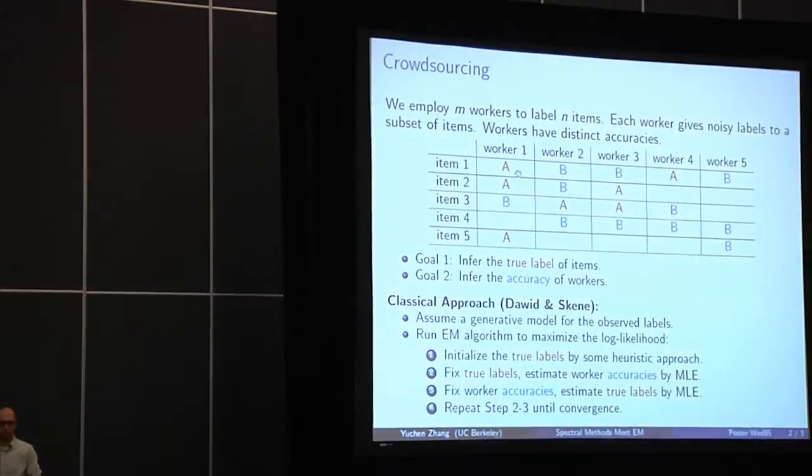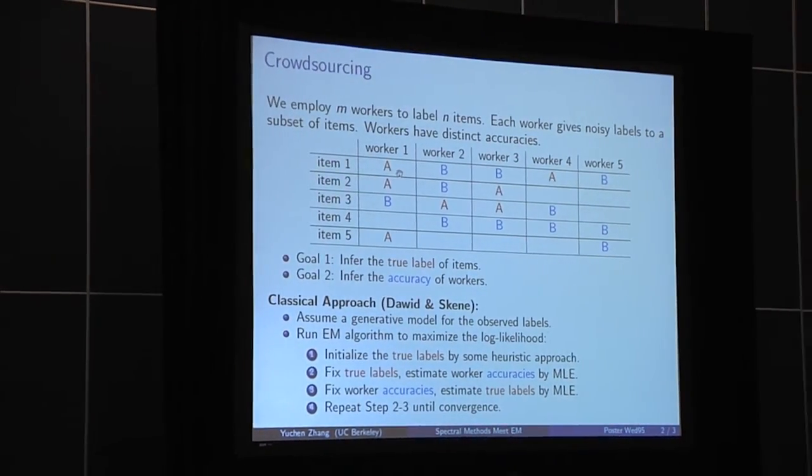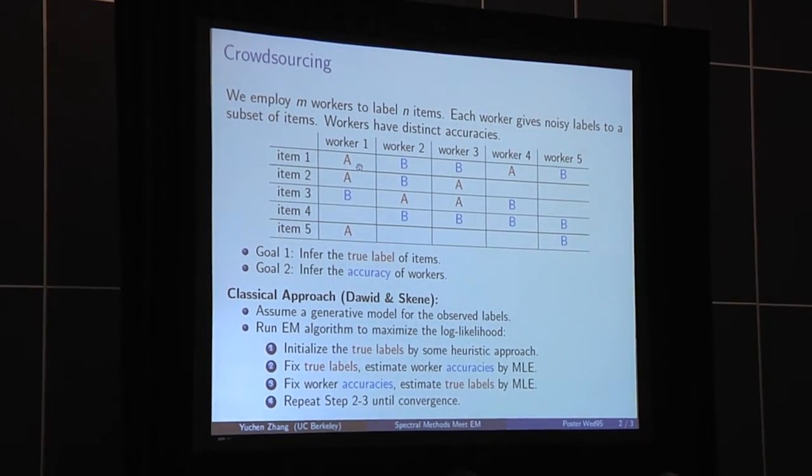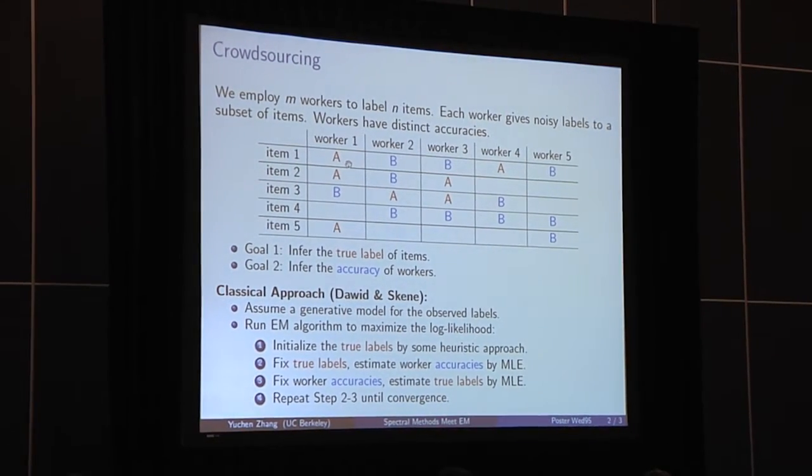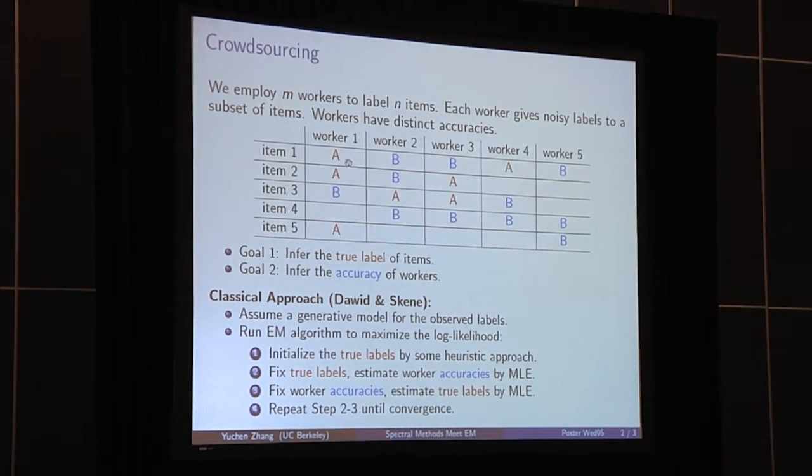Crowdsourcing is an important problem. Suppose that we want to do supervised learning on a data set, but we don't have labels on the data. By using crowdsourcing, we can employ non-expert workers to label the data items for us. Every worker gives noisy labels to a subset of items, and different workers have different accuracies. The following table gives a simple example with 5 items and 5 workers and their labels.